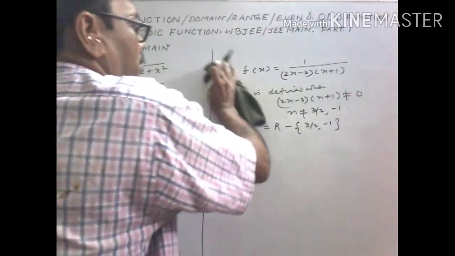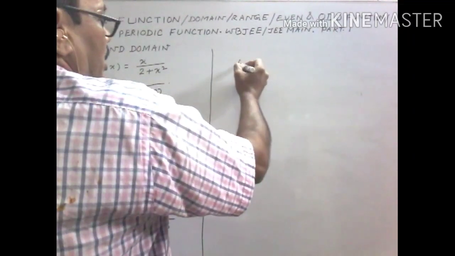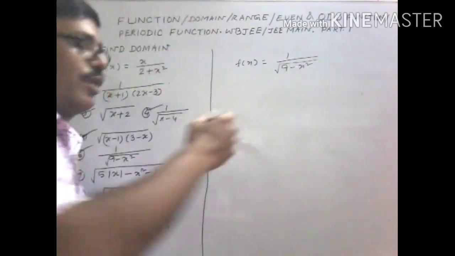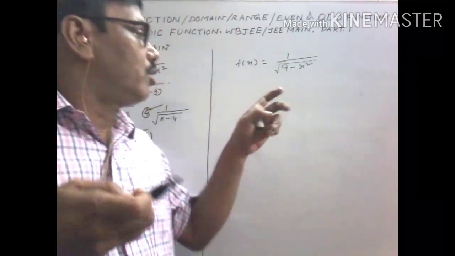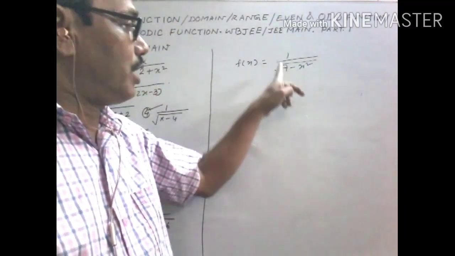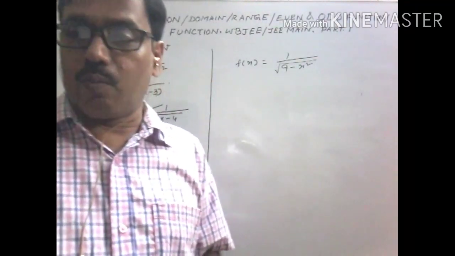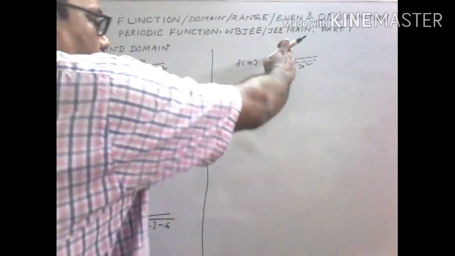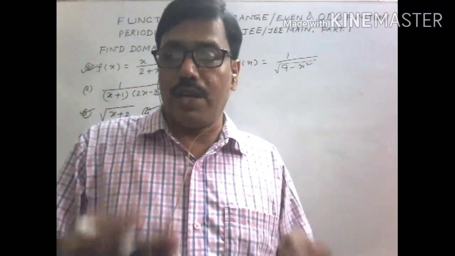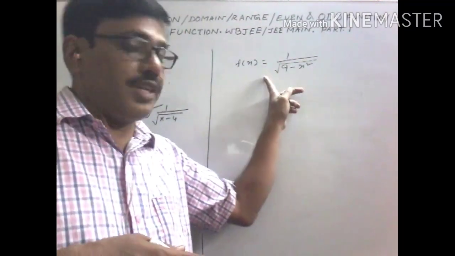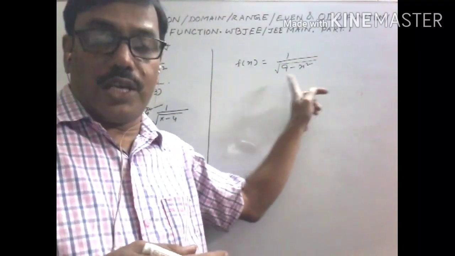So problem number 5, f(x) equals, suppose 6, f(x) equals 1 by root of 9 minus x square. So here, to make it finite, 9 minus x square not equal to 0. But look, it is given within the root sign. So root over a positive is always real. To find the domain of this type of function, the thing within the root must be greater than or equal to 0 if it is at the numerator, but if it is at the denominator, only greater than 0, because 1 by 0 is undefined.